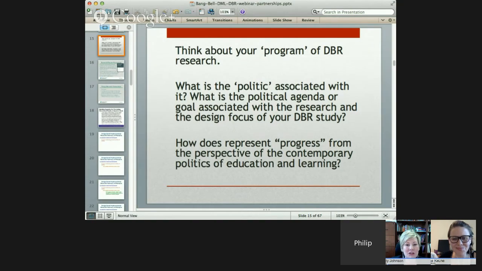So I know that, Phil, in your 2004 Educational Psychologist article, you talked about the nomenclature of DBR. So can you, both of you, talk about how you see DBR as being different from participatory action research or some of these other paradigms?